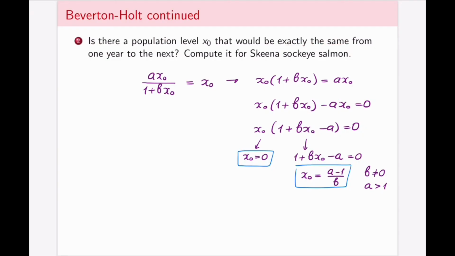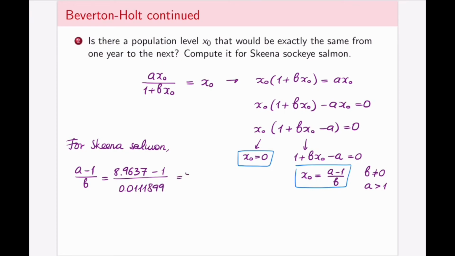What do we compute for Skeena salmon? Well, there I can simply plug in the numbers that I have for A and B. So I'm going to have A minus 1 divided by B. My value for A was 8.9637, and then I have to subtract the 1, divided by B, which was 0.0111899. So if I compute this all together, it turns out to be 711 thousand salmon.